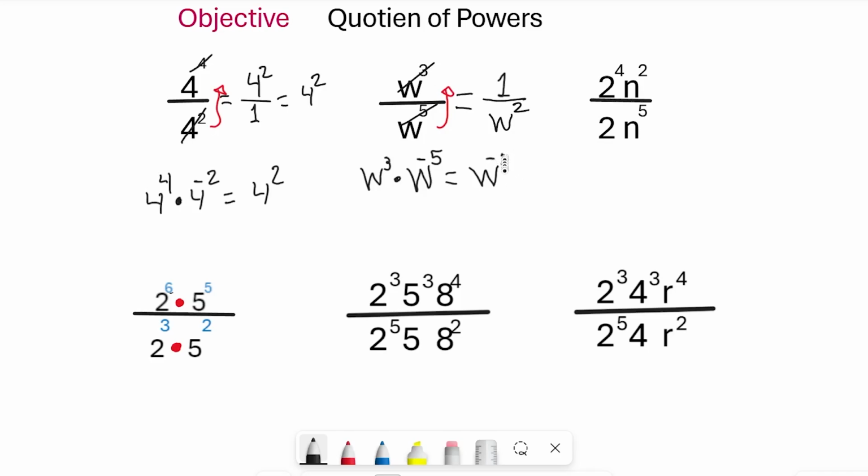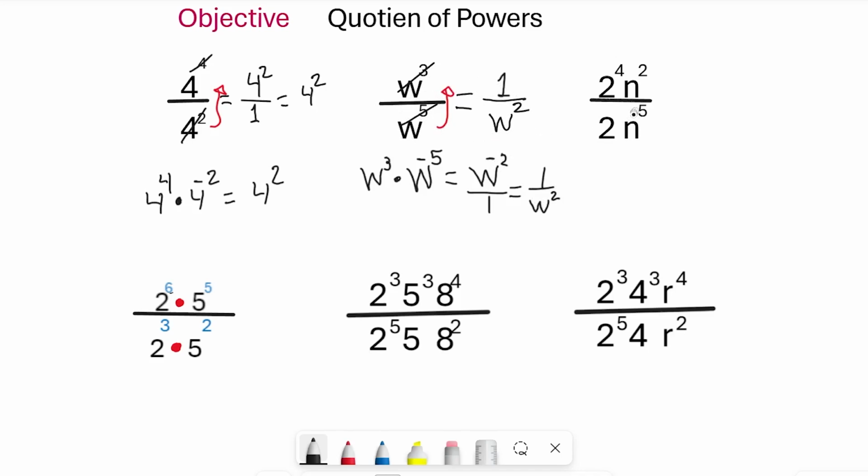Because it's negative, you're never gonna leave it negative. What you're gonna do is write it over 1, and then you're gonna switch it. The exponent will be always positive. Don't leave it negative. So that would be the answer. So you can see clearly it's easier this way.